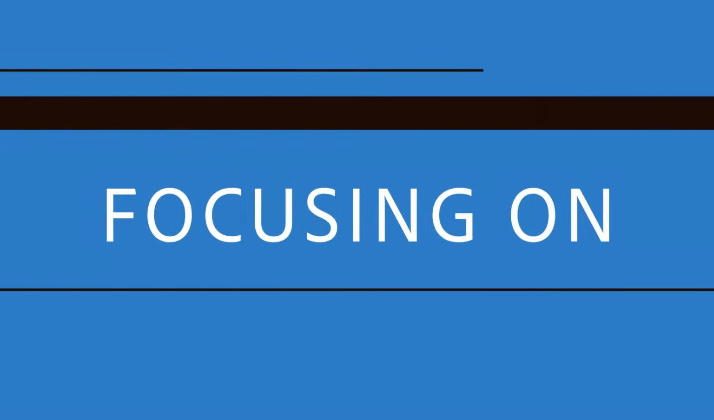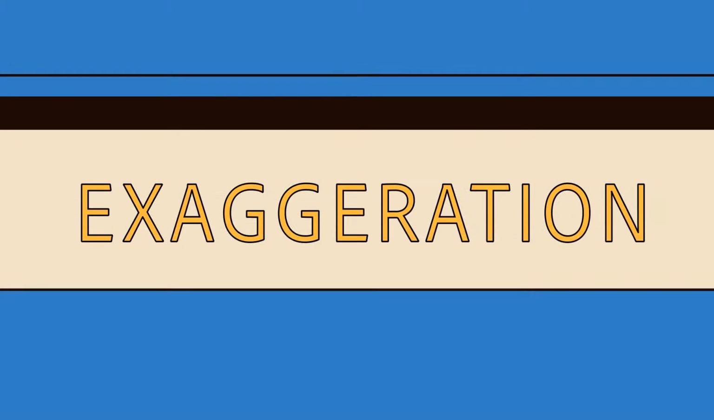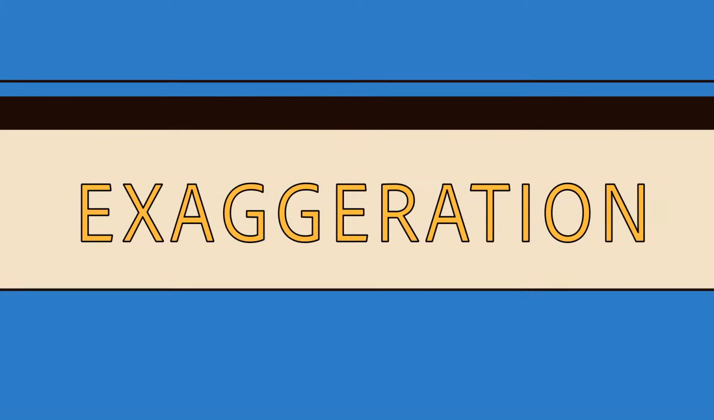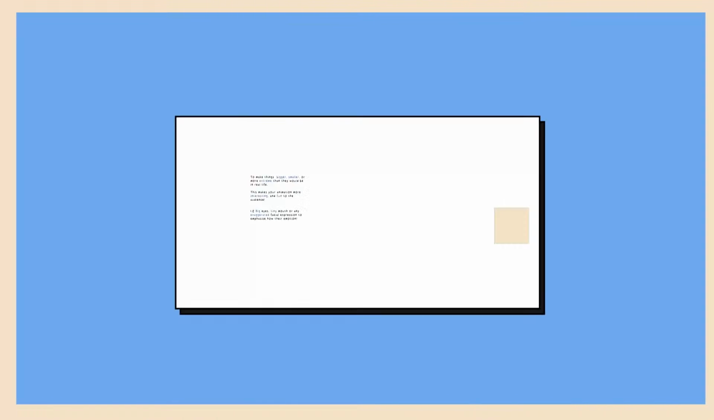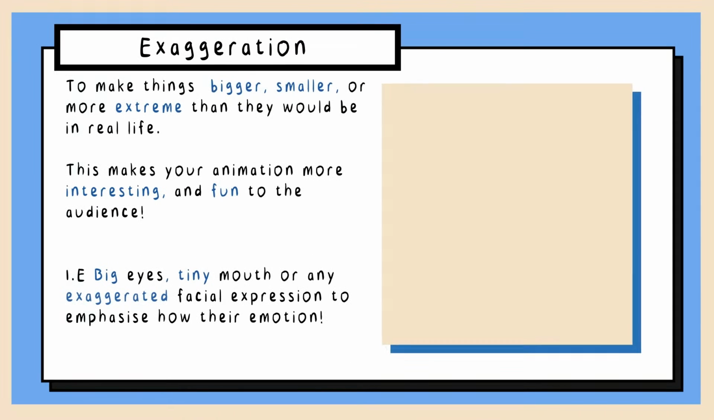Right, so the reason why I'm asking for expressions is because this time we're gonna be focusing on exaggeration. You see what I did there? So when we say exaggeration, we mean to make things bigger, smaller, or more extreme than they would be in real life. This makes your animation more interesting and fun to the audience. So, for example, big eyes, tiny mouth, or any exaggerated facial features, really.